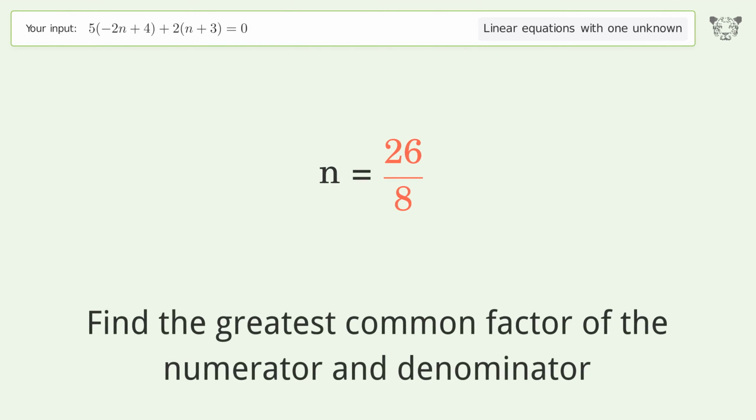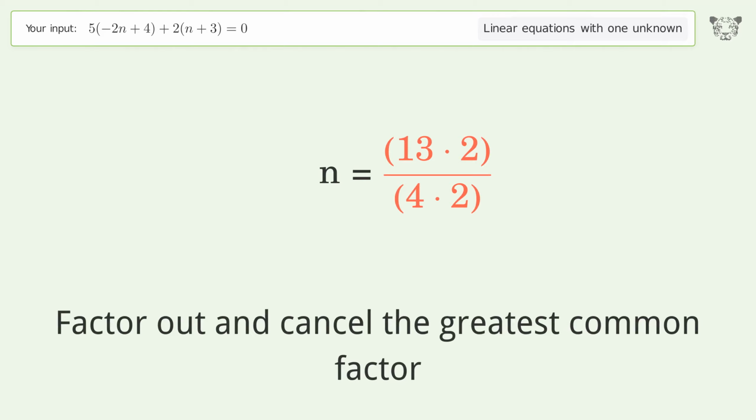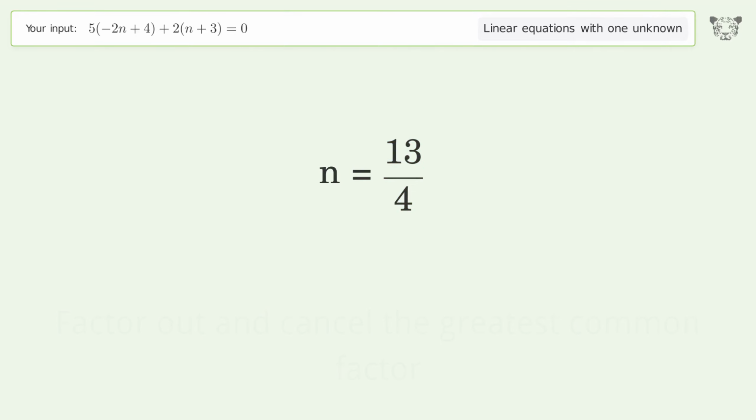Find the greatest common factor of the numerator and denominator. Factor out and cancel the greatest common factor. And so the final result is n equals 13/4.